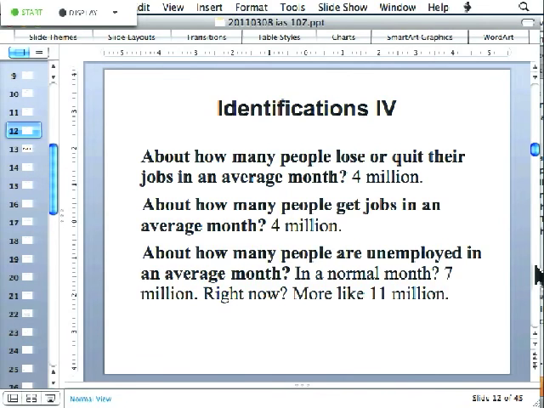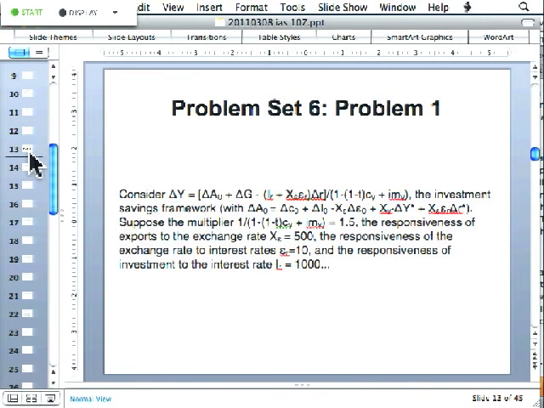The investment savings framework. We have on line 1 our investment savings equation. And suppose that we know that the multiplier, this 1 over these denominator terms in the investment savings equation, is 1.5. And we have a responsiveness of exports to the exchange rate, a responsiveness of the exchange rate to the interest rate, and a responsiveness of investment to the interest rate. And then we're going to start asking questions. And the first of those questions is going to break one of the numbers I just gave you.